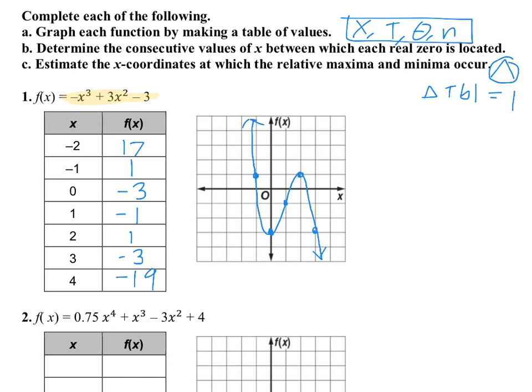All right, next they want us to determine the consecutive values between which each real zero is located. So there's a real zero somewhere over here, and over here. So for part B, we know there's a real zero between -1 and 0. We know there is one between 1 and 2. And we know there's one between 2 and 3.